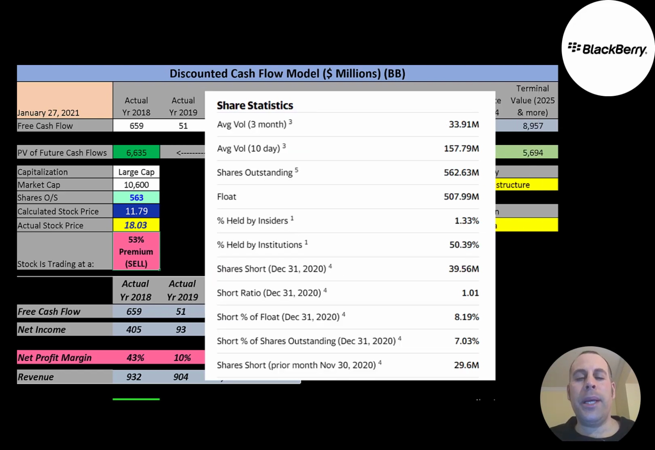This is an extremely liquid stock. In the past 10 days, 160 million shares were traded. That is unbelievable. And of the 563 million shares outstanding, 508 million are on float, 50% are held by institutions, and 8% are shorted. I expect that short percentage to go way higher in the next few days.